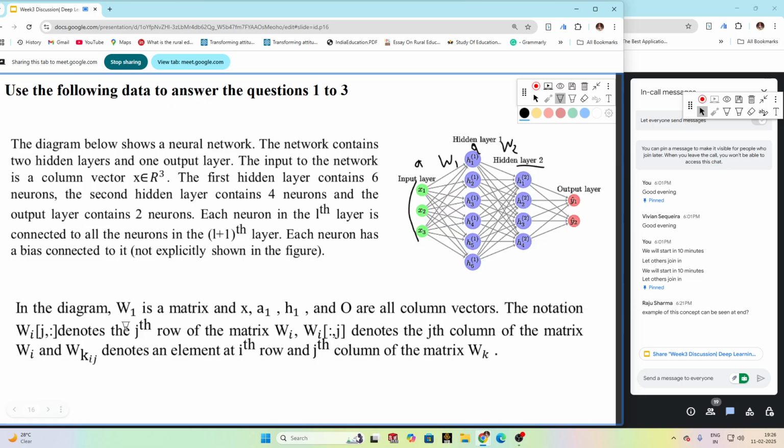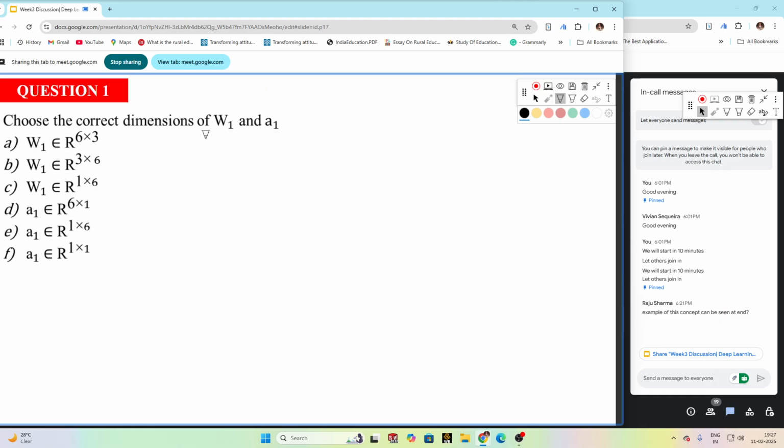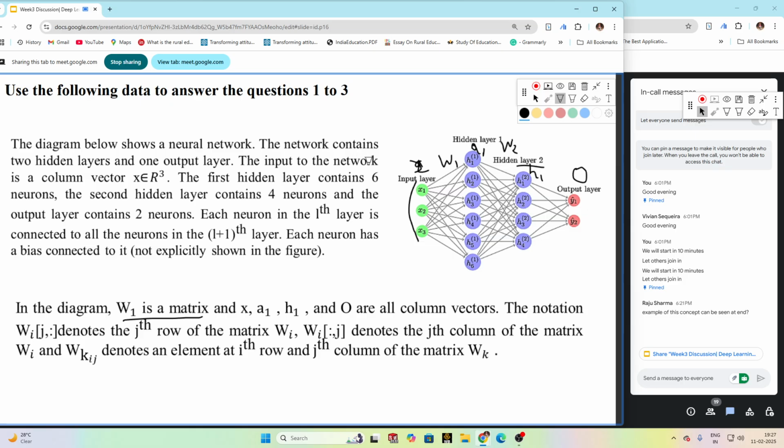W1 is a matrix, and there are A1 and H1. This is the X layer, this is the A1 layer, this is the H1 layer, and this is the O layer. So we have been asked what the dimension of the matrix for W1 and A1 is. Any guesses?